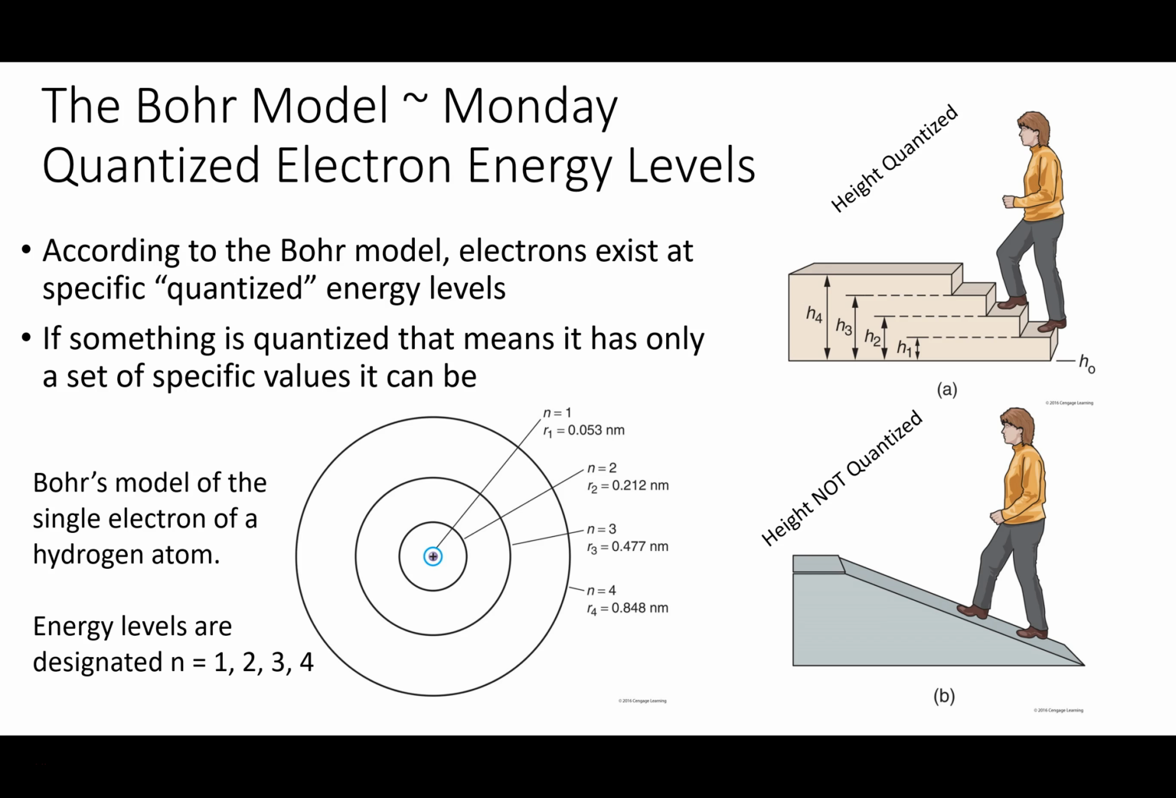So this is a look at some different energy levels, and there are some subdivisions within these principal energy levels, but we have energy level N equal to 1, energy level N equal to 2, and you can see these concentric circles.